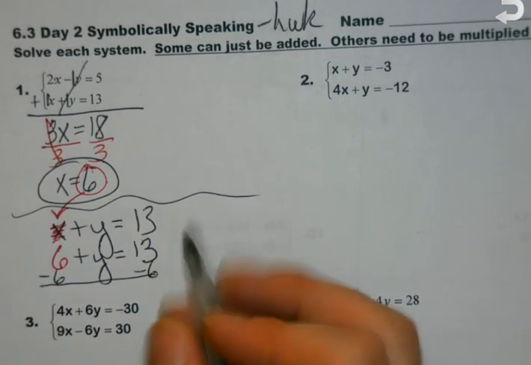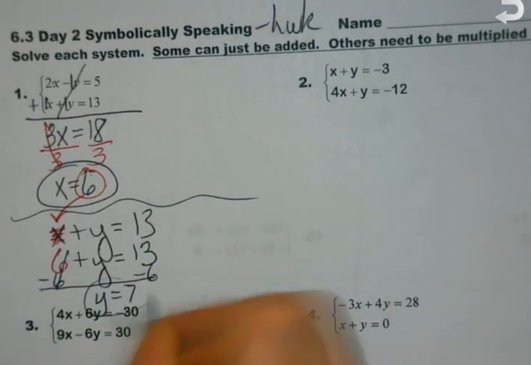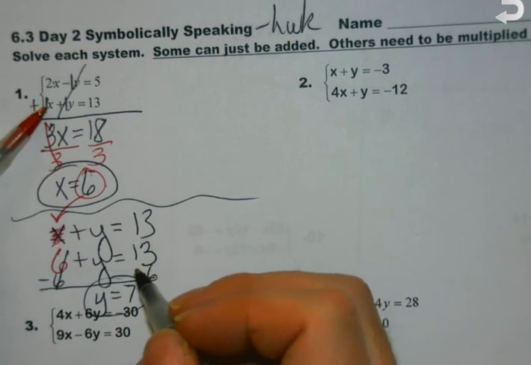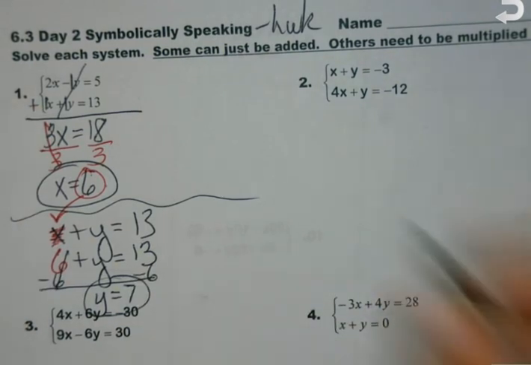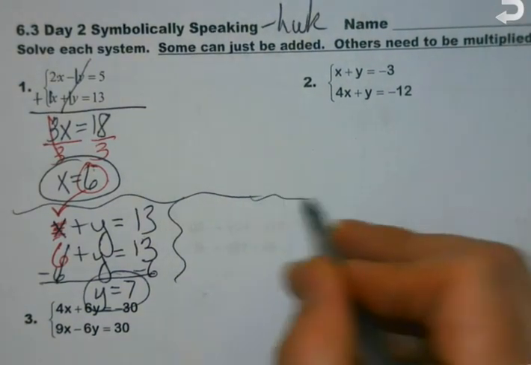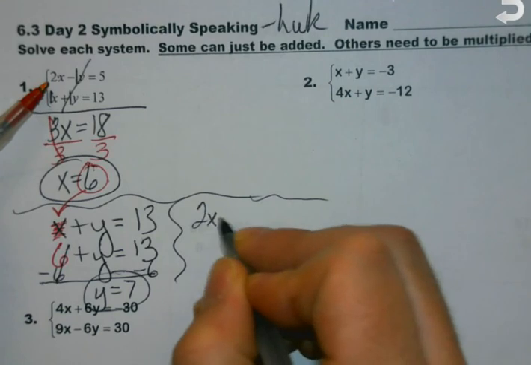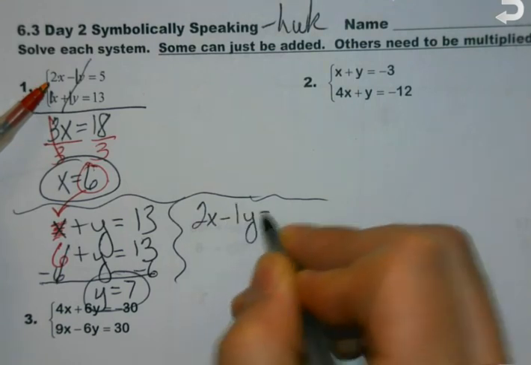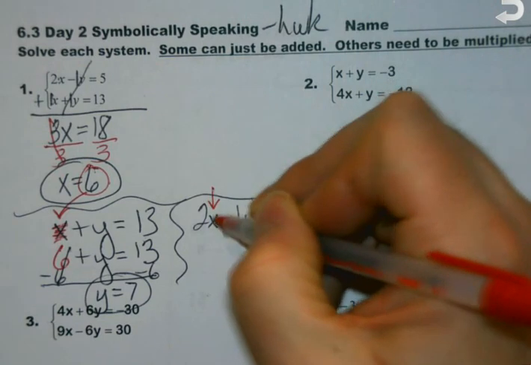Okay, now let me just show you. I can show you that just so you can see either will work. This time I used the bottom equation when I plugged in. Now let's just say I use the top one, because I can show you both. If I would have used the top one here instead, so I'd have had 2x minus y equals 5, I still could stick the 6 in right here.